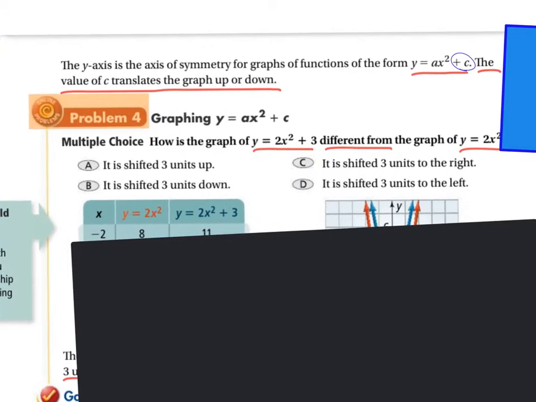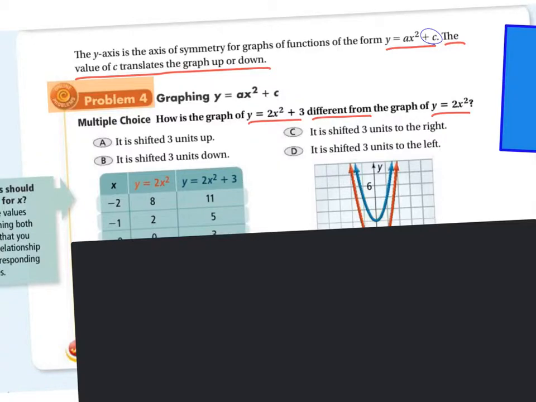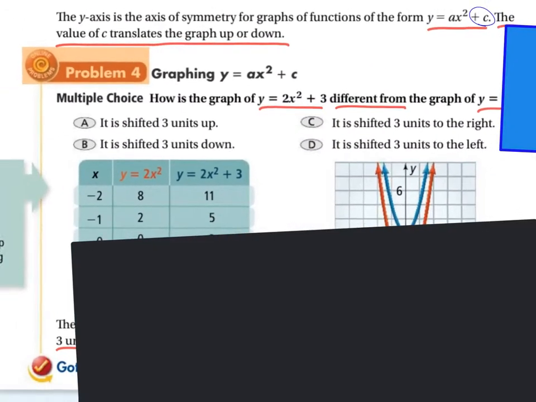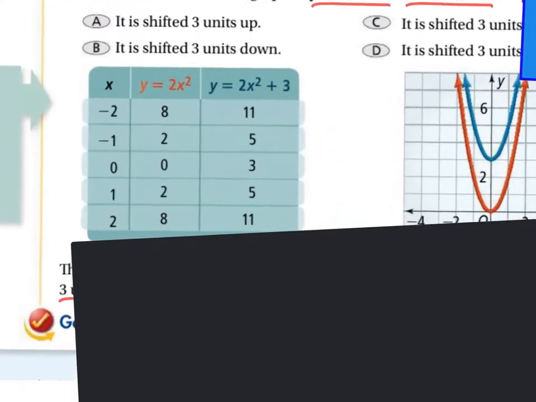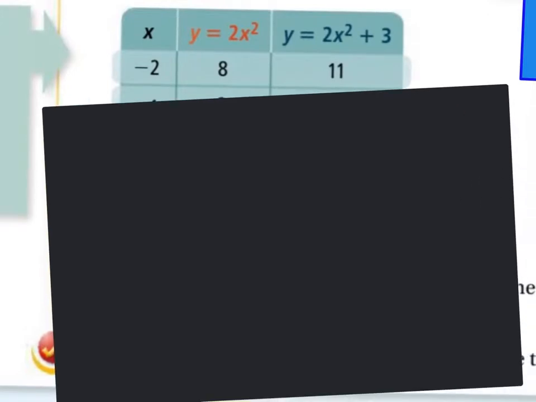So you can see on problem 4, it says, how is the graph y equals 2x squared plus 3 different from y equals 2x squared? Well, the only difference is the plus 3. So our y values, we have 3 more on our y values. And you can see that in the table here.